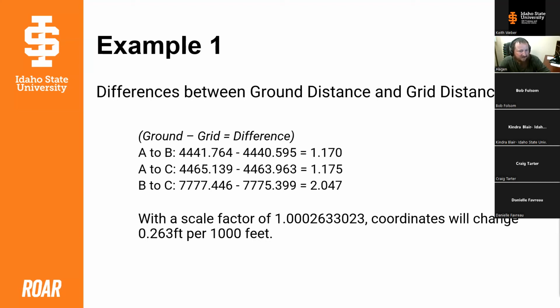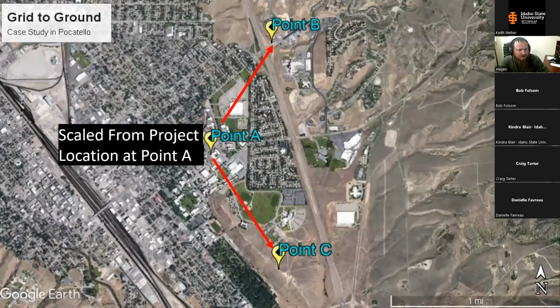With the scale factor at our location of 1.0002633, and so on, the coordinates will change by 0.263 feet for every 1,000 feet. Points B and C also, because it's scaled from point A, will appear to shift or move away from point A in the direction of the red arrows.